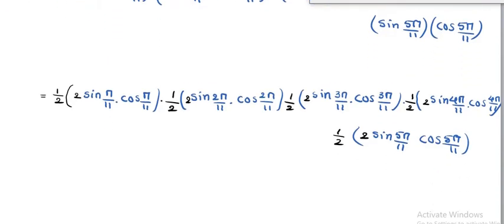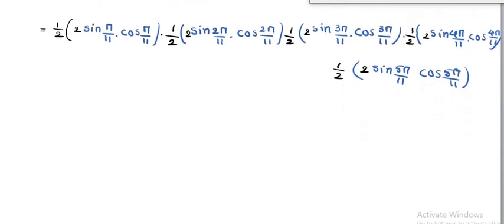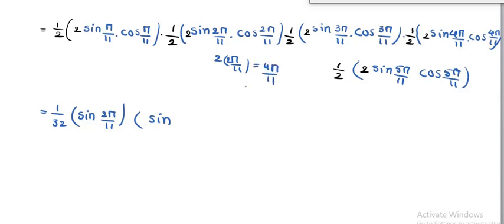What is the formula? 2 sin a cos a is equal to sin 2a. So 1 by 2, 2 times 2 is 4, 4 times 2 is 8, 8 times 2 is 16, 16 times 2 is 32. Sin 2 alpha, sin 2 pi by 11. Next, sin 2a, 2 into pi by 11, 2 pi by 11. Then 4 pi by 11. Sin 5 pi by 11.